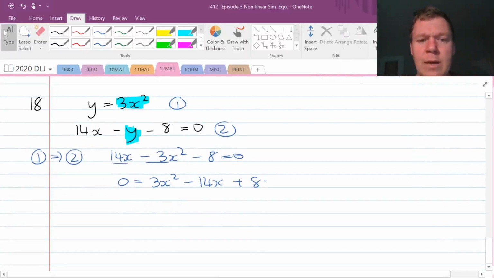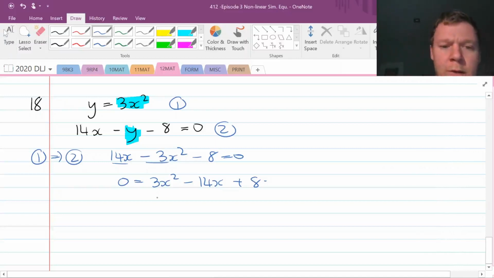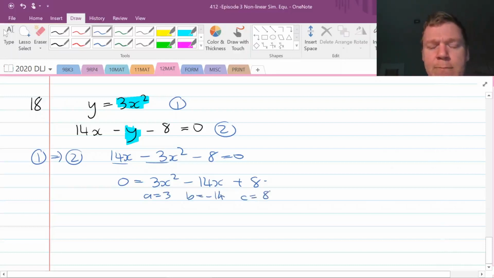Alright. Now we could use the splitting method, and I think that would probably work. But let's just use the quadratic formula to get ourselves some practice. So a equals 3, b equals negative 14, c equals 8.